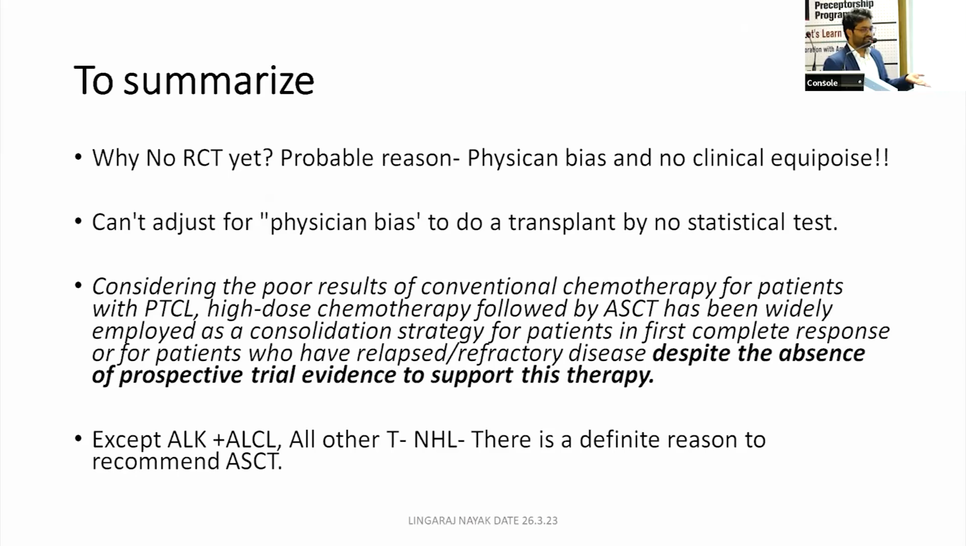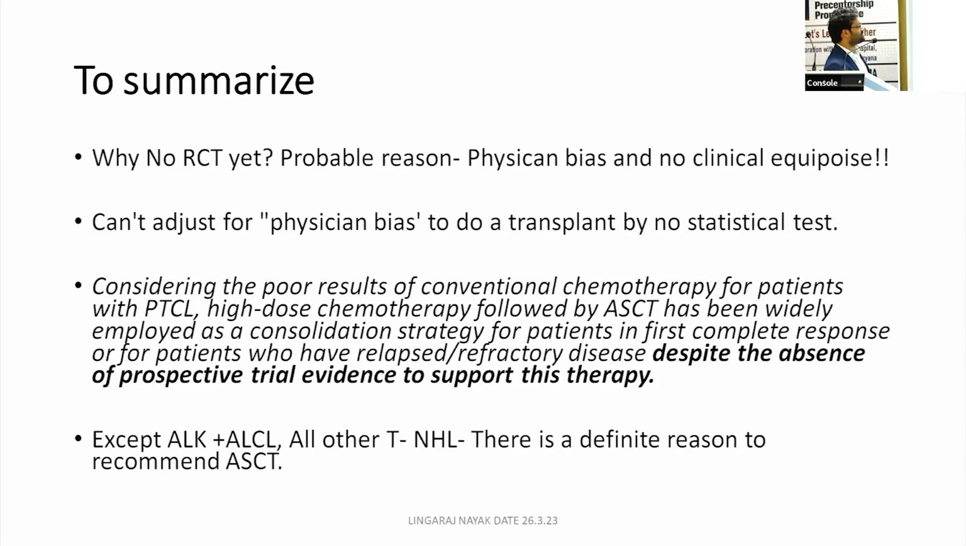And the second thing is that in registry data, you can do many multivariate analyses, but it can't account for physician bias to recommend a transplant, right? If I think that this patient should go for transplant, that cannot be accounted for by multivariate analysis. This is physician bias, right? So you need that kind of study to answer whether it helps in T-cell lymphoma. So this is the standard line you'll get for all T-cell lymphoma. I have just made it italics.